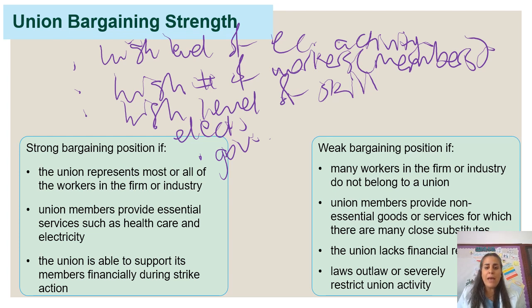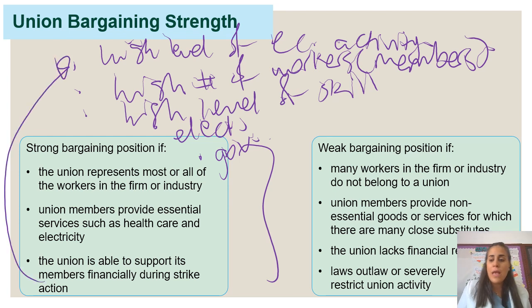So as a summary, have a look at how we can have a strong bargaining power. So if the union represents most or all of the workers in the firm or the industry itself, or the union members are providing essential services such as healthcare and electricity, and the union is able to support the members financially during a strike action, which is the high level of economic activity that we explained before. So for instance, if the workers decide to go on strike, it is the full right of the employer to deduct that sick day or a day off from the worker's salary.